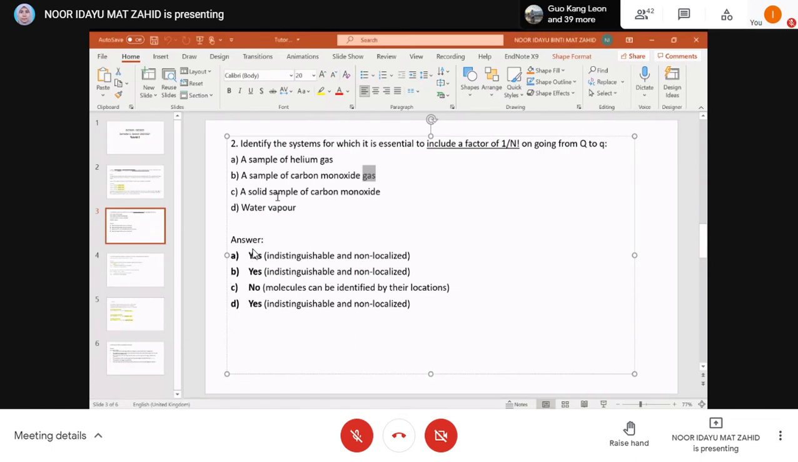And for a solid sample of carbon monoxide, so it's a solid form of carbon monoxide. In the solid phase, you should be able to locate or describe the position of the molecule because it's very ordered. So in this case, no, you don't have to include a factor of 1 over n factorial. How about water vapor? Vapor is another name for the gas phase. So for water vapor, you have to include the 1 over n factorial term when relating canonical with molecular partition function.